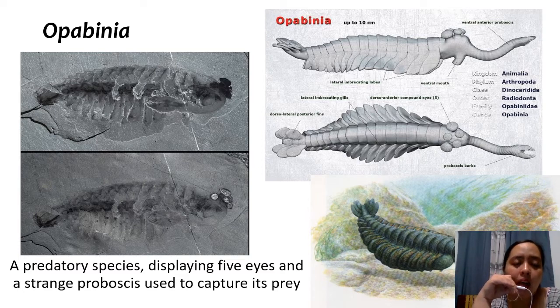This is Opabinia. Opabinia is a predatory species displaying 5 eyes and a strange proboscis used to capture its prey. You know for a fact that this proboscis is now prominent, most specifically in the class insecta. So, probably itong proboscis na to, pwedeng dito na muna nagsimula. But what is amazing in here is that 5 ang mata niya. 5 eyes. More eyes, more seeing.